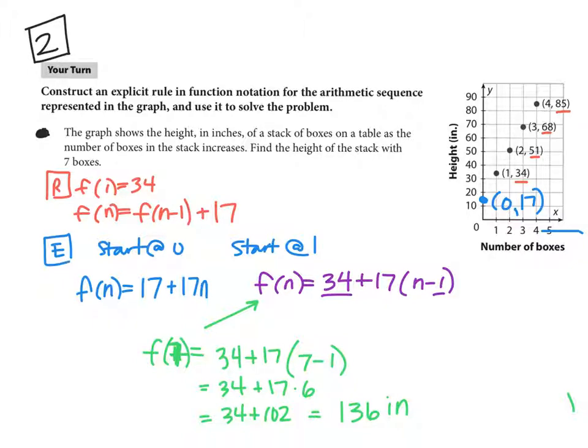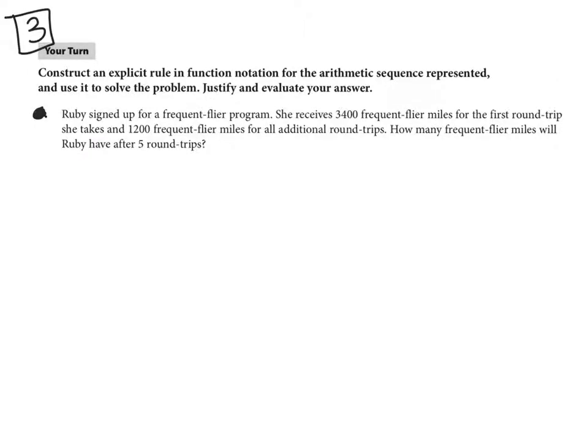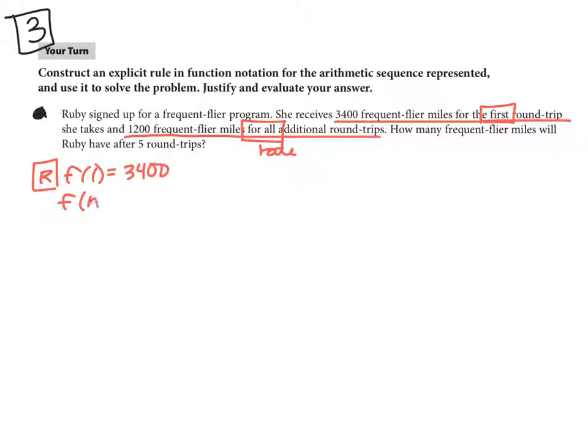All right, one more example. This time they don't give me a table or a graph. They do tell me in words what I need to know. So we have 3,400 frequent flyer miles for the first round trip. So I need to make a note that that's for the first round trip, and 1,200 miles for all additional round trips. So for all, that's kind of like the indicator that I've got a rate here. So just one more time, practicing recursive. f of 1 is going to equal 3,400, and f of n is going to equal f of n minus 1 plus 1,200.